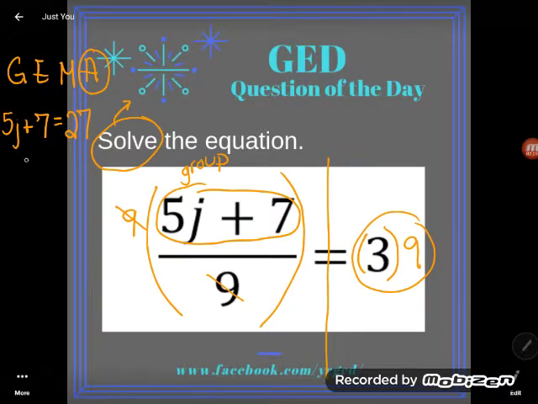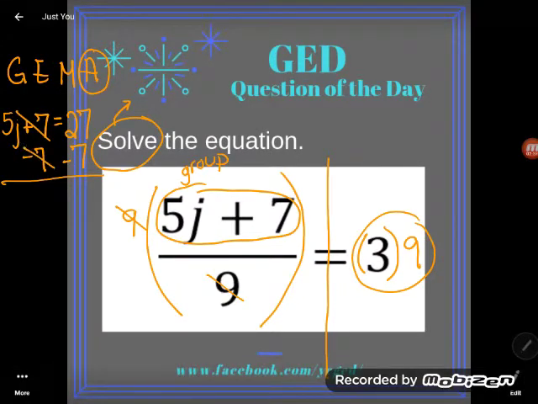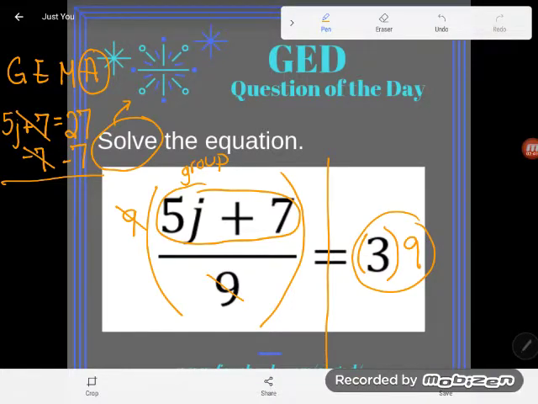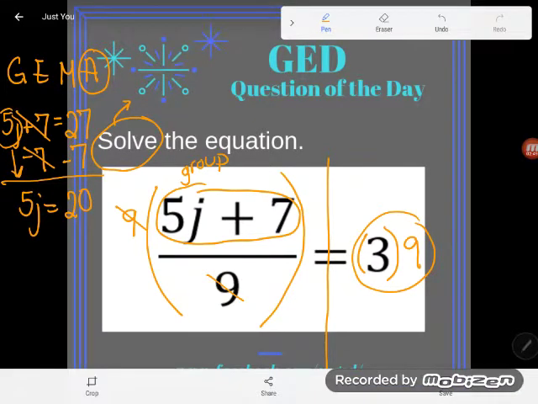I'll take away the guy who's adding first. So I'll subtract 7. Again, this is a change I'm making, so I make it to both the left-hand side and the right-hand side of the equation. On the left-hand side, adding 7 and subtracting 7 cancel, leaving me with just a 5j. And on the right-hand side, 27 minus 7 is 20. I'm almost done, but j is not alone.